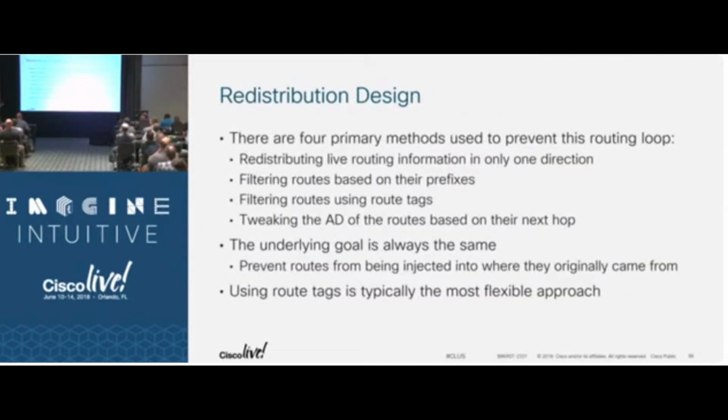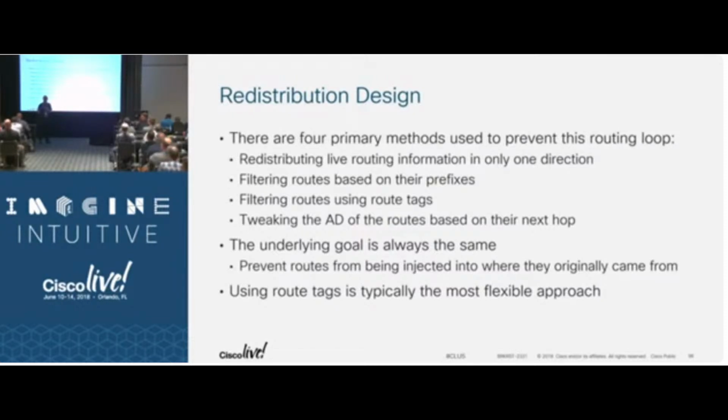We can do four things. Redistribute in only one direction. As I said, this is not really a likely solution. We can filter the routes based on their prefix. We can filter them using route tags, or do some kind of tweaking of their administrative distance based on who is telling you the route, either the router from the EIGRP world or the router from the OSPF world in the previous example, because you know, based on the routes, what source they are supposed to be coming from.